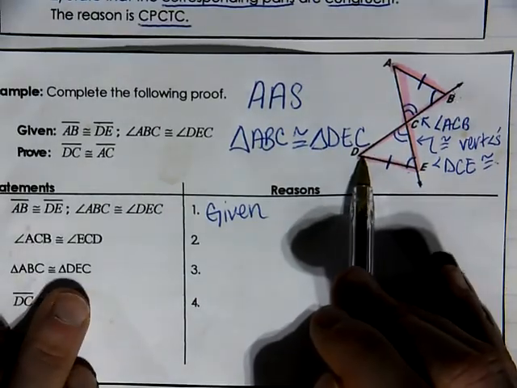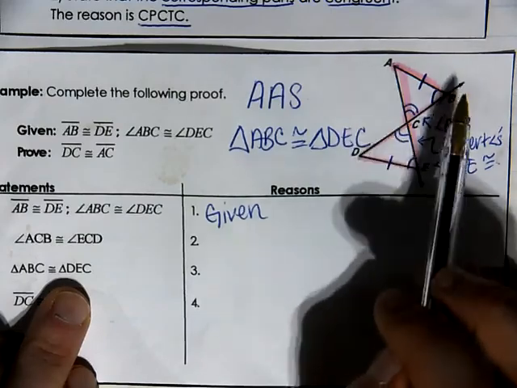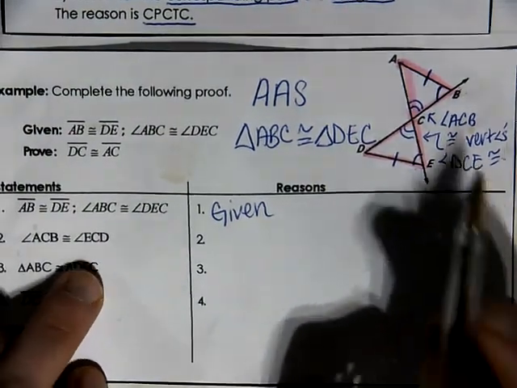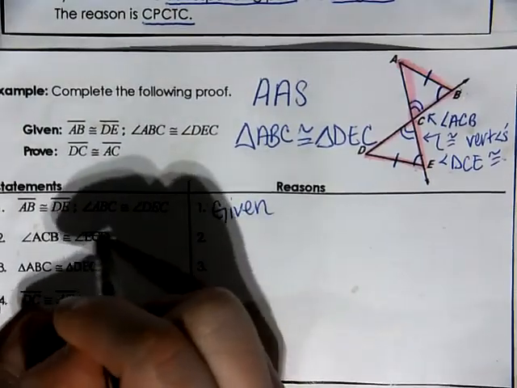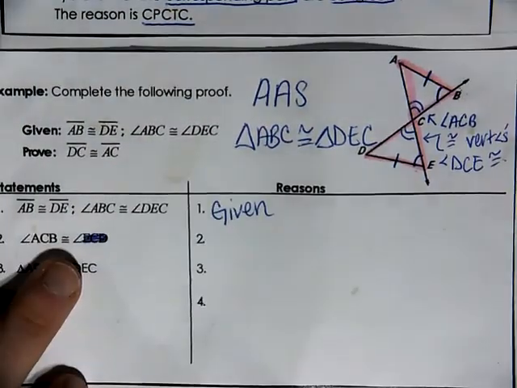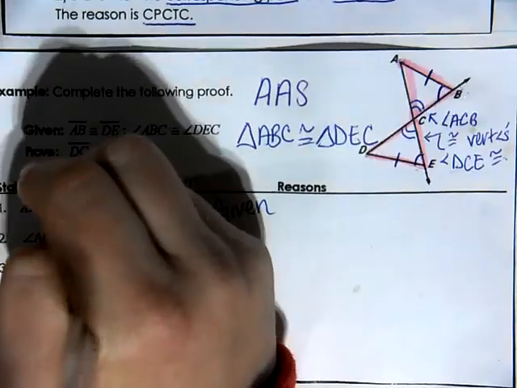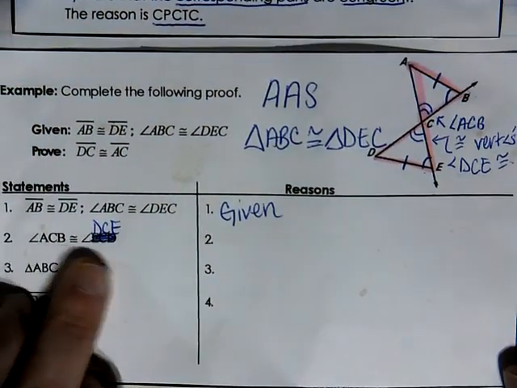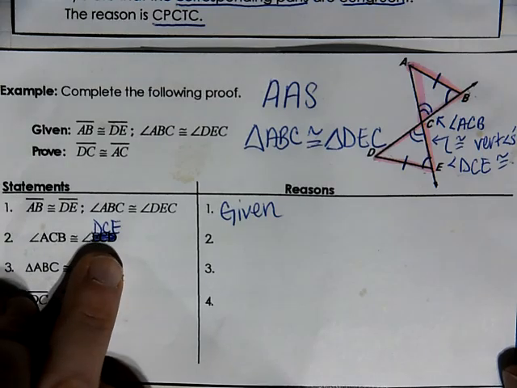So that's the only thing that makes sense. And then I have E matching with B. So I'm going to go back to this order right here. I am so sorry, guys. This is the wrong order. We're going to change this to DCE. Angle ACB is congruent to angle DCE.